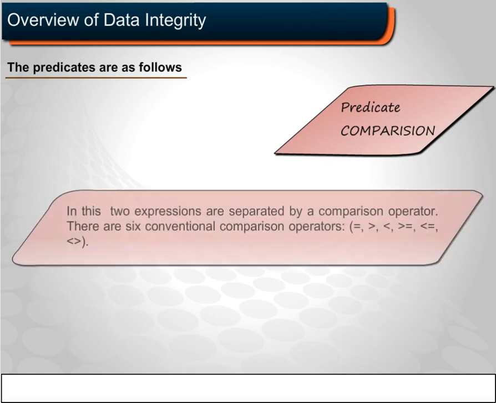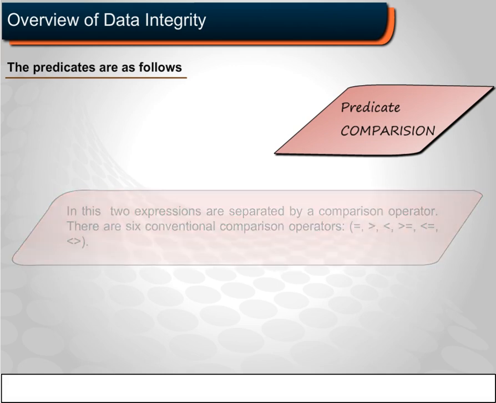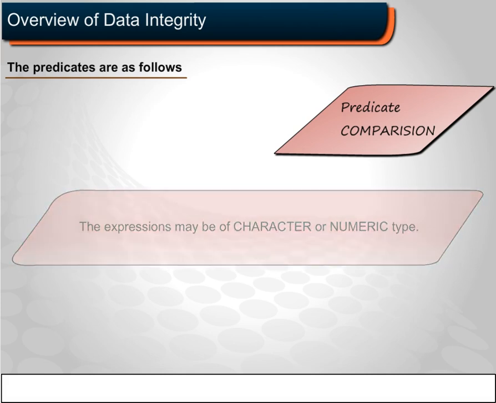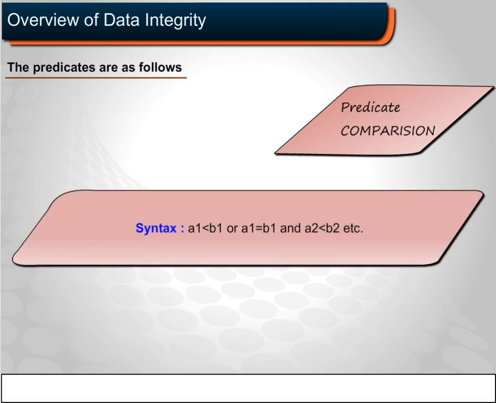Predicate comparison. In this, two expressions are separated by a comparison operator. There are 6 conventional comparison operators: equal to, greater than, lesser than, greater than or equal to, lesser than or equal to, not equal to. The expressions may be of character or numeric type. Syntax: A1 lesser than B1 or A1 is equal to B1 and A2 lesser than B2, etc.